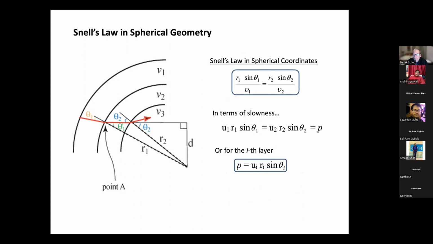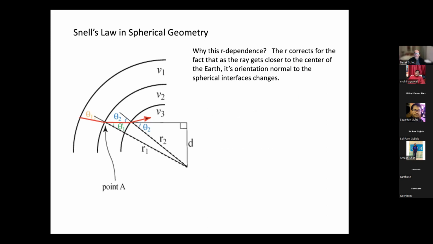In terms of slowness, so again, U is representing 1 over the velocity. We can just write 1 over velocity 1 as U1, 1 over velocity 2 as U2, and these are equal to the ray parameter in the Earth. So we have a slightly different ray parameter here. And this corrects for the fact that as the ray gets closer to the center of Earth, its orientation normal to the spherical interface changes. So it just means that because we are dealing with spheres rather than flat layers, we have to take into account the fact that theta 1 prime and theta 2 are actually different angles.